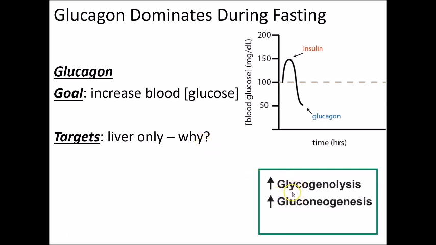Glucagon increases glycogenolysis, which means we're breaking down glycogen into glucose and then releasing it into the blood. It also increases gluconeogenesis, which means we're making new glucose, which will also be released into the blood. That's primarily done through the liver, though there's also some of that done in the kidney.